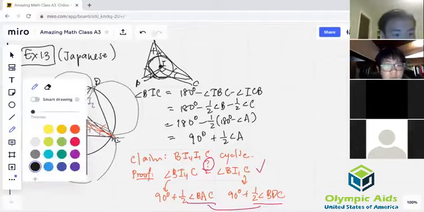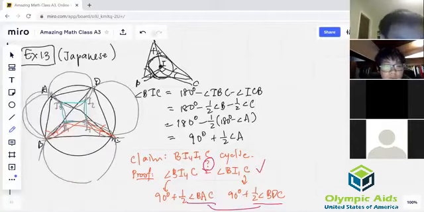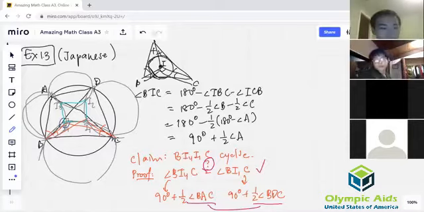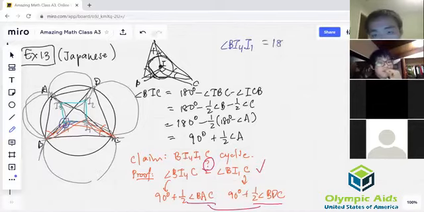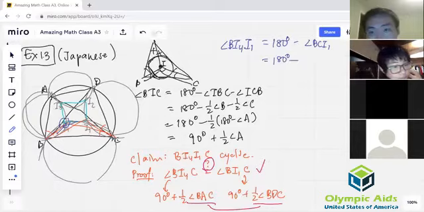So I guess I'll pick a different color. So if we look at this angle right here and this angle right here, we want to show that this angle is 90 degrees. How do we do this? We can show these two large angles sum to 270 degrees. So this large angle is equal to angle BI4 I1. And by the cyclic quadrilateral, we proved this is equal to 180 degrees minus BCI1. And we know this is an angle bisector right here. So this is equal to 1/2 angle BCD.